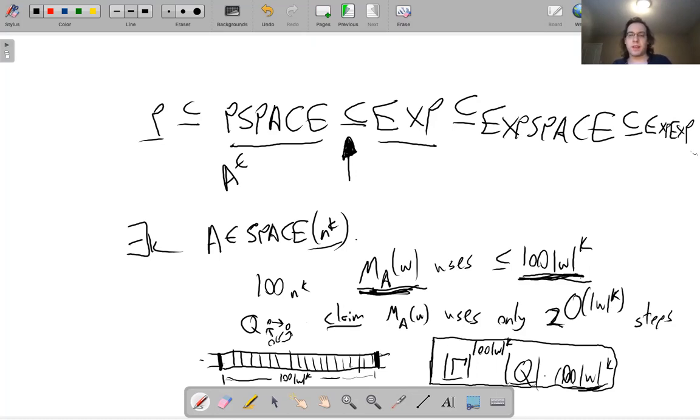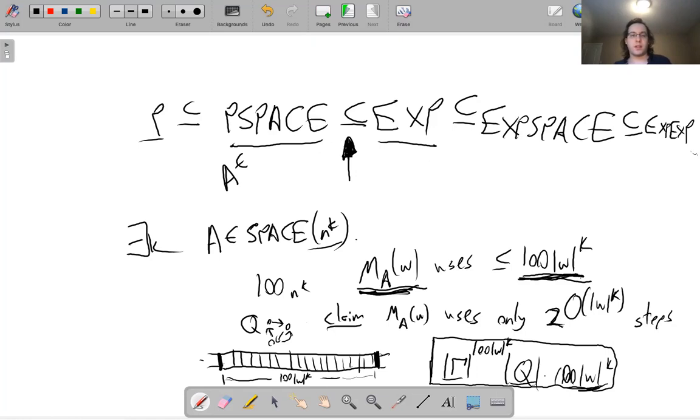So basically, because of this kind of calculation, it follows that the number of steps you can take before you would find yourself in a loop is only exponential in the memory that you're taking, but not more than exponential. And therefore, anything in PSPACE is in EXP. Okay.